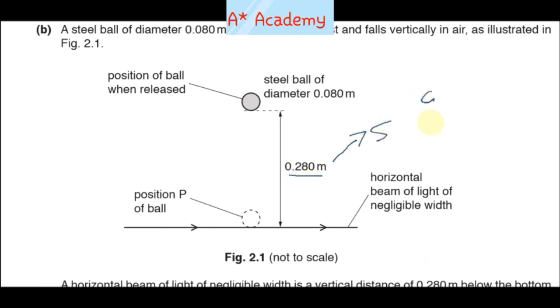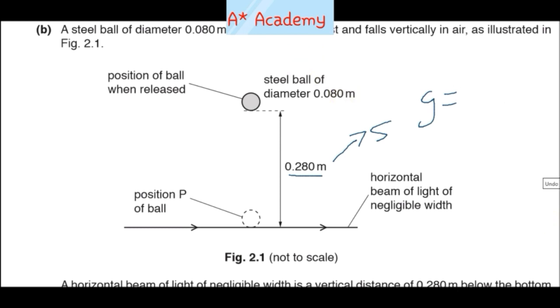What else do we know? We know that g is equal to 9.81 meters per second squared. We know that before the ball is released, u is equal to 0. Right, so we have got those quantities: u equals 0, g is 9.81, and s is 0.28. And we want to calculate time.